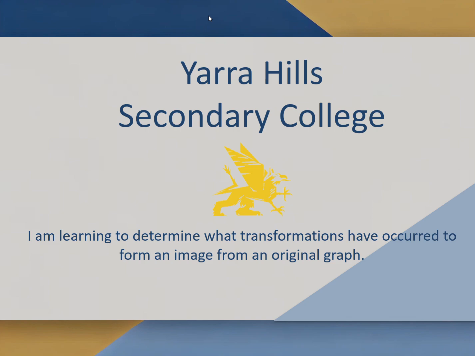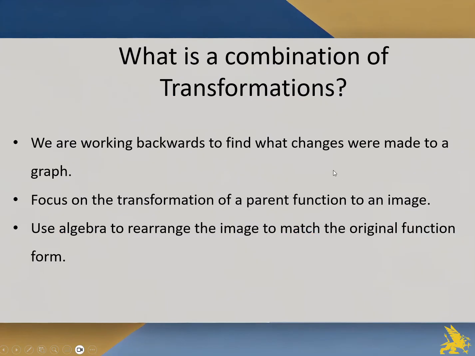Going to be working on 7D today. So 7D is focusing on determining what transformations have occurred to form an image from an original graph. To start off, we are just going to look at understanding what the combinations are. It's literally just working backwards to find out what changes were made to the graph. That's really all we're doing.